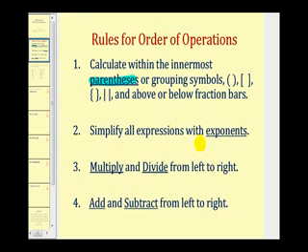Step 2 is to simplify all expressions with exponents. Step 3 is to multiply and divide from left to right. It's important to make a note that these two have the same priority. We just multiply and divide as they occur from left to right. And then the fourth step, we add and subtract, again from left to right. These two have the same priority.